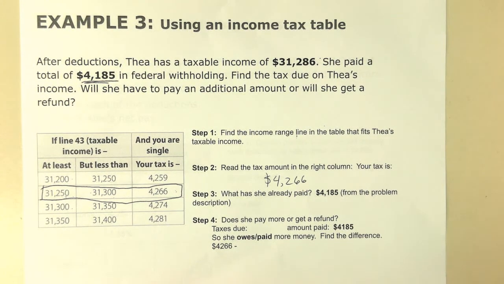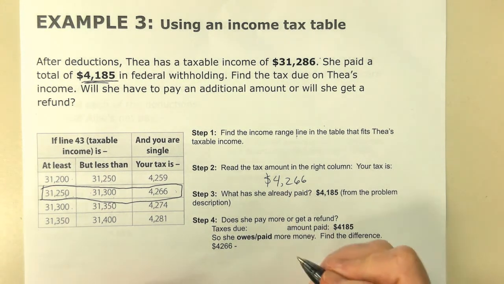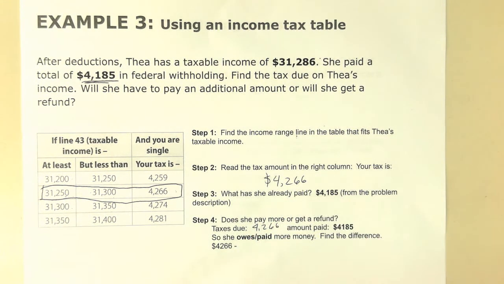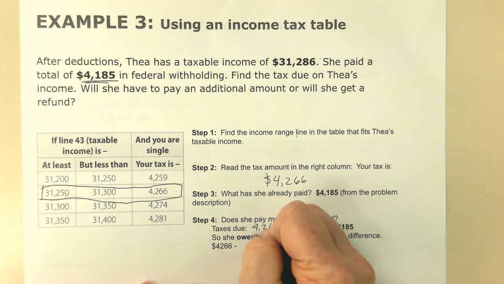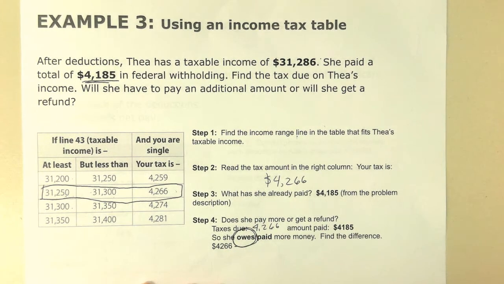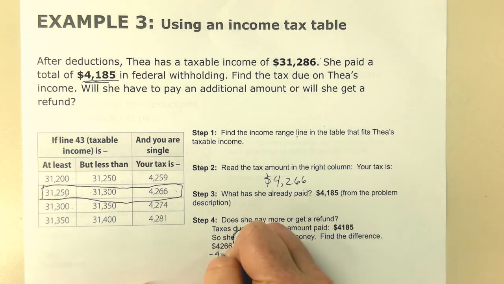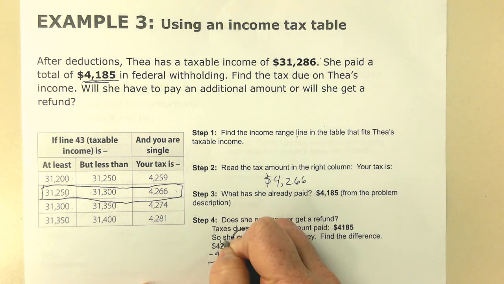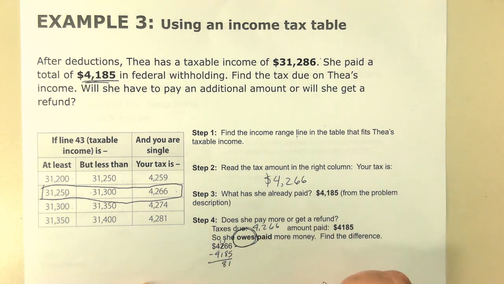So does she owe more, or does she get a refund? So her total taxes due are $4,266. She's paid $4,185, so she owes more money. And the difference is $4,266 minus $4,185 that she's already paid. So we are looking at an additional $81. She owes $81 more.